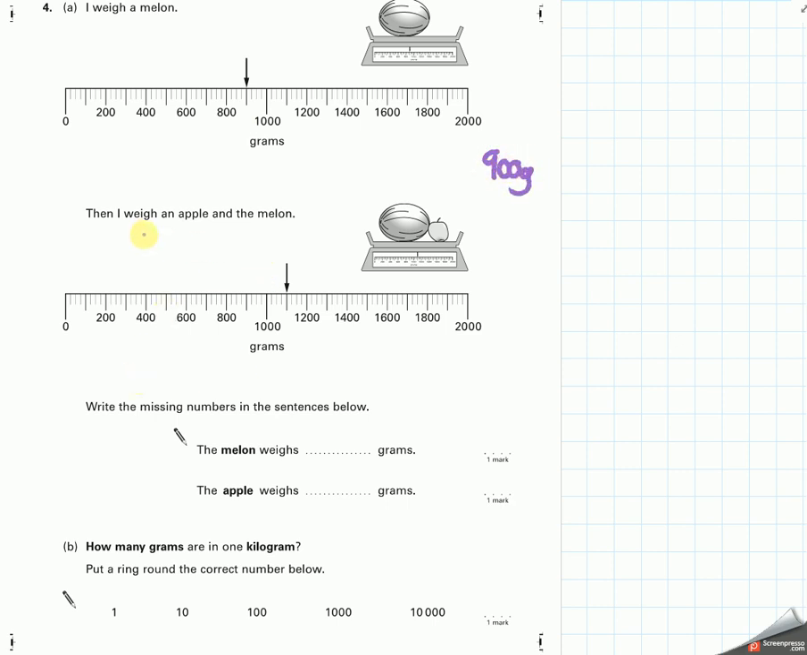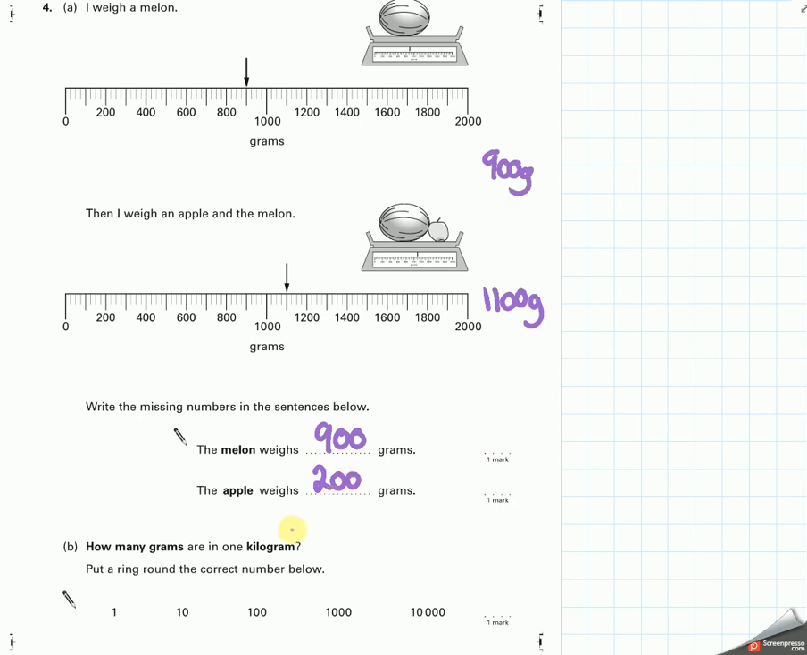When I measure the apple and the melon, do the same thing. We're between 1,000 and 1,200. We're on the halfway mark, so that's 1,100 grams. So the melon weighs 900 grams from the first one. The melon plus an apple: the difference is 200 grams, so the apple must have been 200 grams.